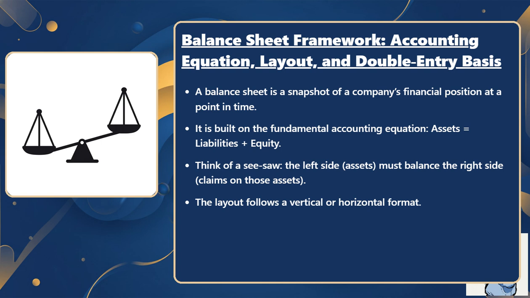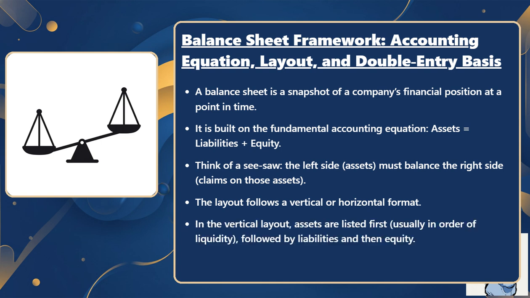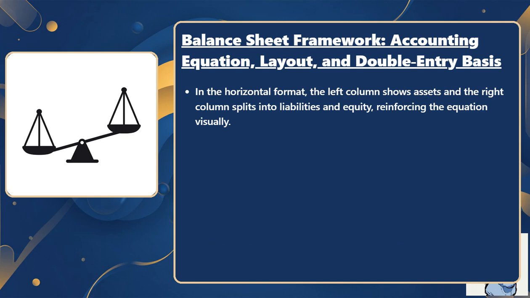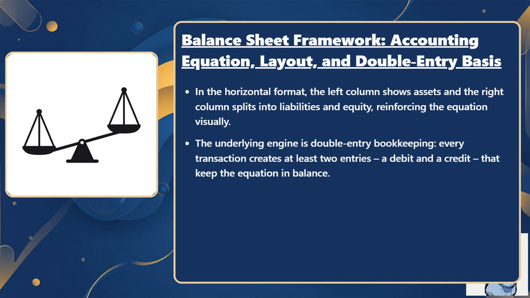The layout follows a vertical or horizontal format. In the vertical layout, assets are listed first, usually in order of liquidity, followed by liabilities and then equity. In the horizontal format, the left column shows assets, and the right column splits into liabilities and equity, reinforcing the equation visually.